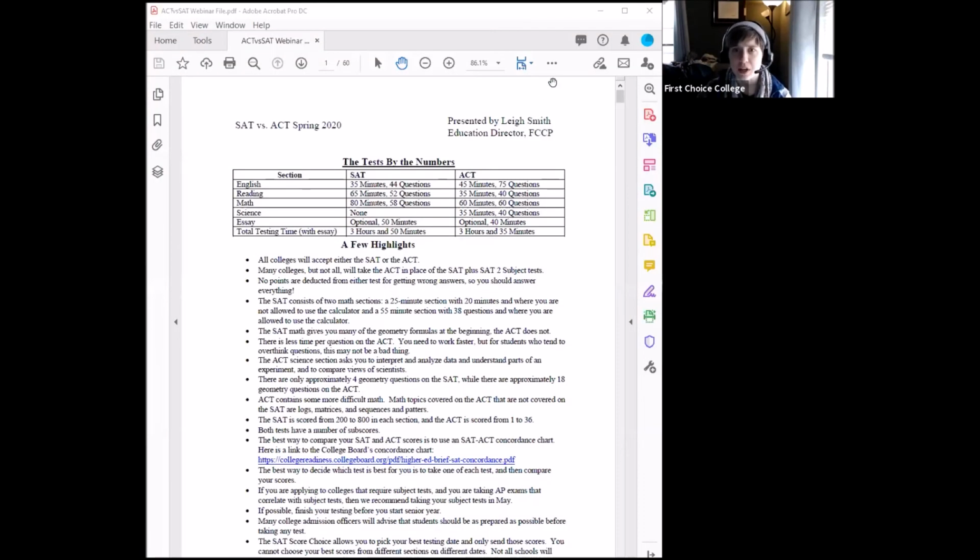So, things to look at when it comes to this. We're going to talk about the specific differences between the tests, the different numbers, but the first part I want to look at is just what are some of the highlighted differences that are going to answer those questions that I was going into.